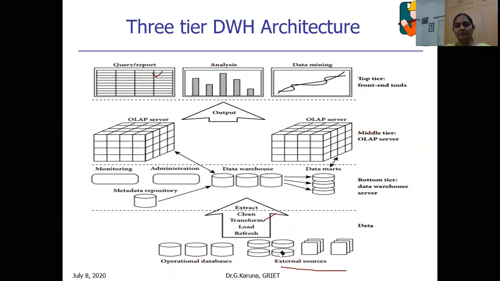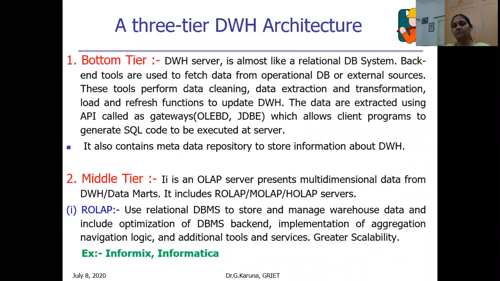This is the overall diagram of the 3-layer data warehouse architecture. The bottom tier, as I already said, is the data warehouse server. The gateways such as OLEDB and JDBC are used. Here the tools are used for extracting data from the different kinds of data sources.